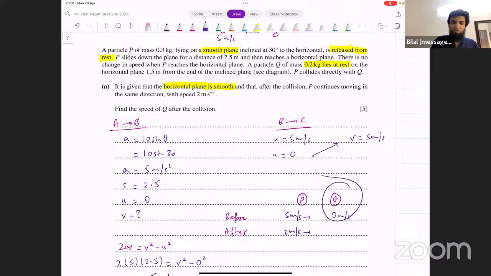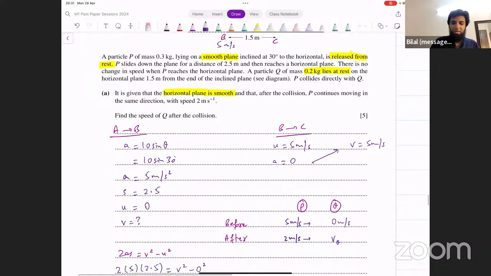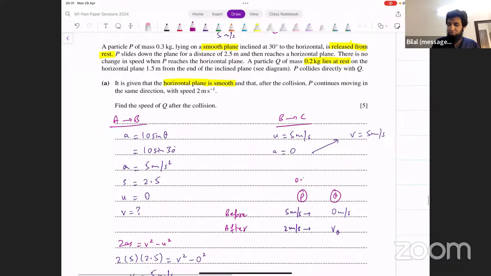What about the velocity of Q after collision? Let's call that VQ. That is what we're looking for. Do we know the masses of P and Q? We know the mass of P is 0.3 kilograms. We know that the mass of Q is 0.2 kilograms.